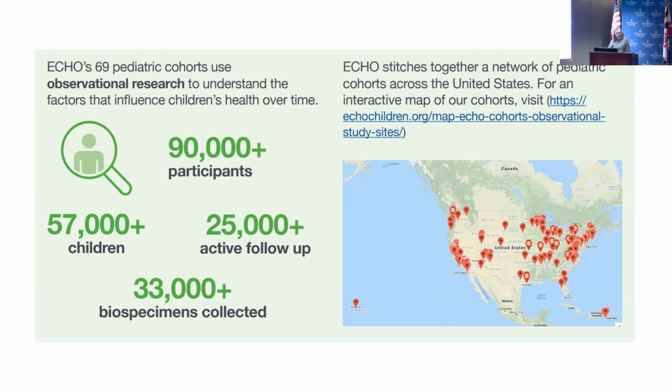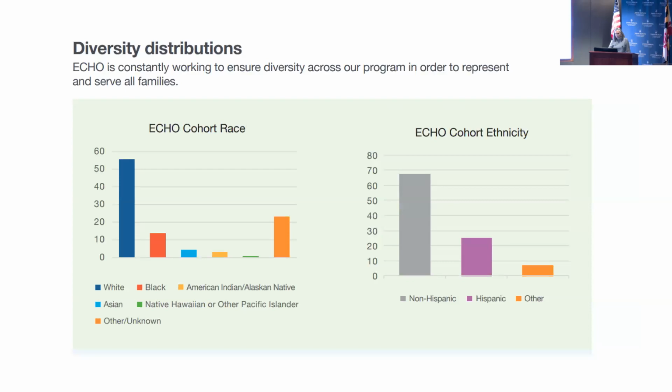We have over 90,000 participants, which include biological mothers, biological fathers, adoptive parents, as well as caregivers, including grandparents. We have almost 60,000 children. We have over 25,000 of them in active follow-up, and tens of thousands of biospecimens. And you can see sort of the geographical distribution of our cohort sites.